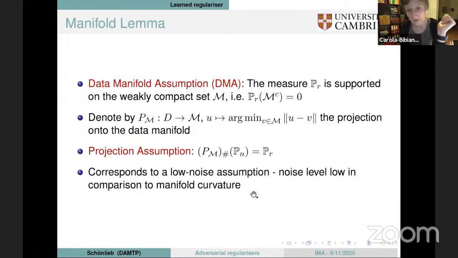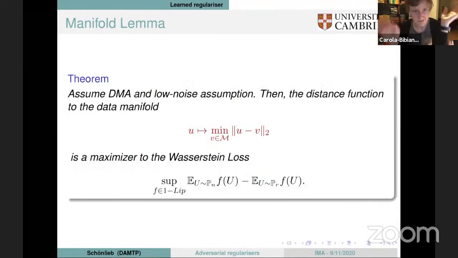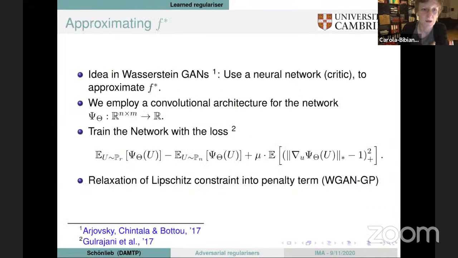Okay, so if you accept both of these, then the additional thing you can show, and this goes back to our heuristic that we want the regularizer to bring images close to the ground truths, is that the distance function to the data manifold is a maximizer of the Wasserstein loss. So, a few ideas of why this might work.